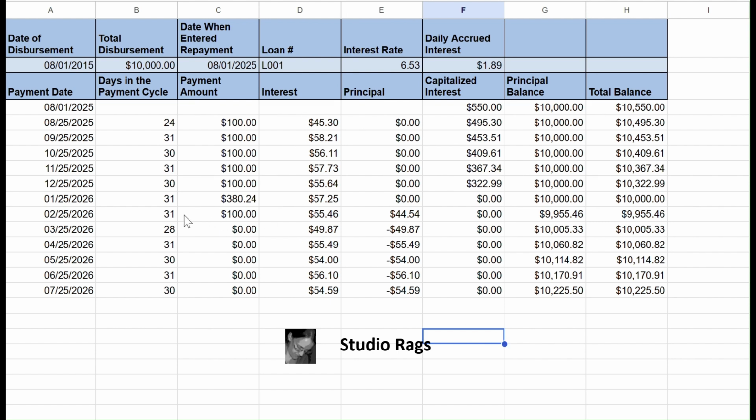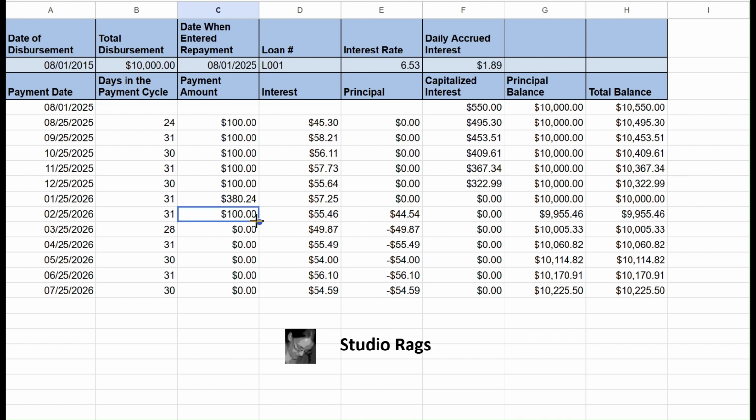Okay. So now for February, you've made a $100 payment. It's calculated $55 in interest. You have $44 of that going to principal. So now your new principal balance is going to be G10 minus E11.